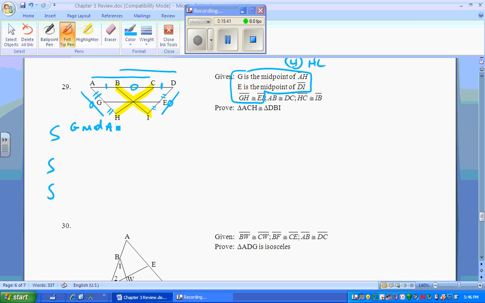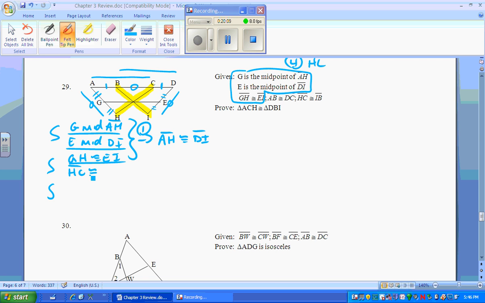G is the midpoint of AH. E is the midpoint of DI. And GH is congruent to EI. Those three together, reason 1, like multiples, give AH congruent to DI. For the second segment, I can say that HC is congruent to IB. That's great. So these three go for the first segment, and this one goes for the second.